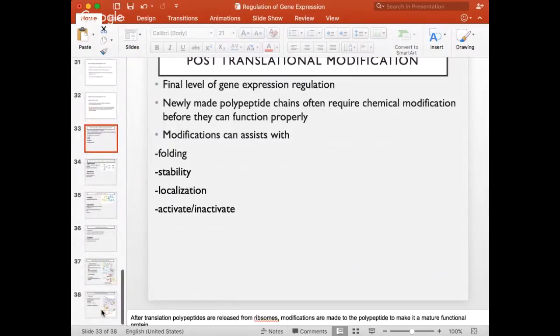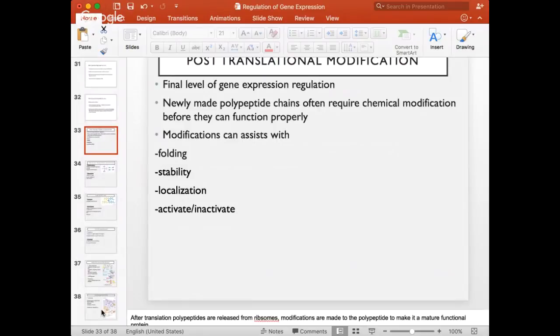And now we're going to move on to post-translational modifications. After the translation process, polypeptides are released from ribosomes. The polypeptides enter the post-translational modification process where they are modified so they can become mature functional proteins. The modification may aid in proper folding of the protein, increase stability, and inactivate or activate the function of the protein. So let's look at a few types of modifications.